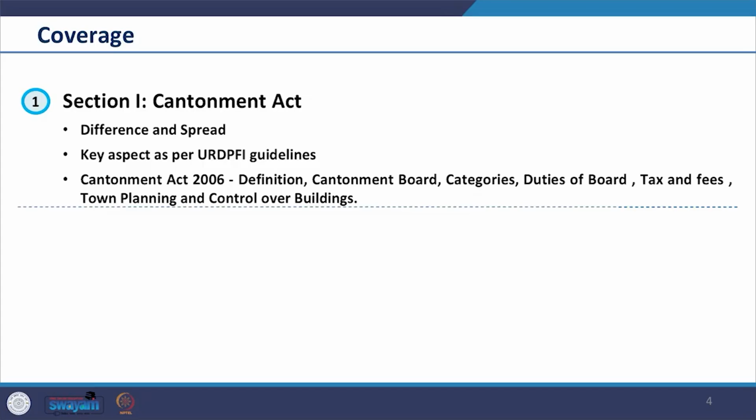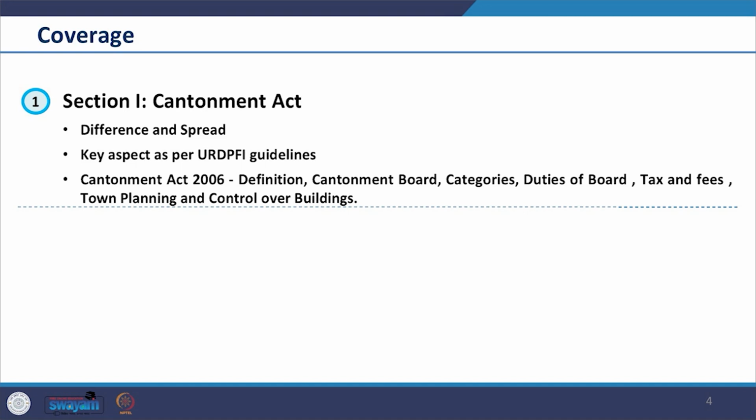Welcome to the course Introduction to Urban Planning. Continuing with our efforts to cover related acts in the domain of urban planning, we shall cover two specific acts today. First being the Cantonment Act and then the second being heritage related acts. So our coverage of section 1 will include cantonment, understanding of cantonment, looking at the difference and the spread of the cantonment areas across the nation.